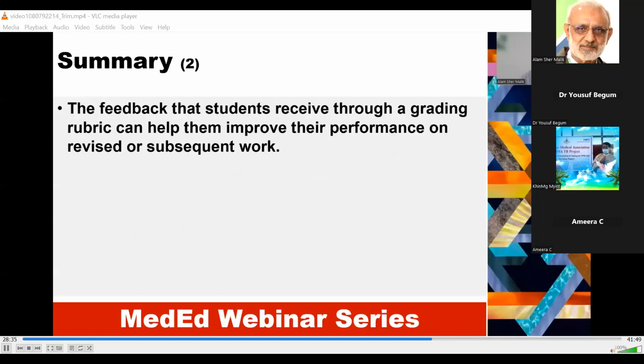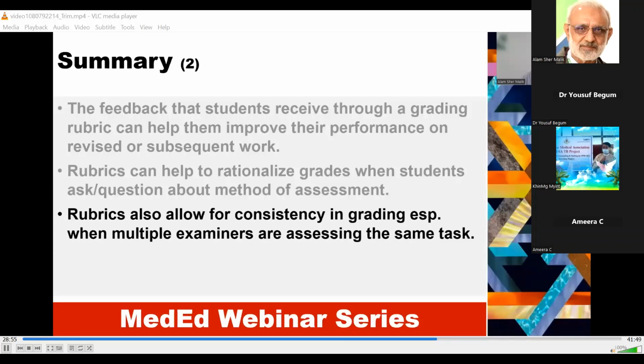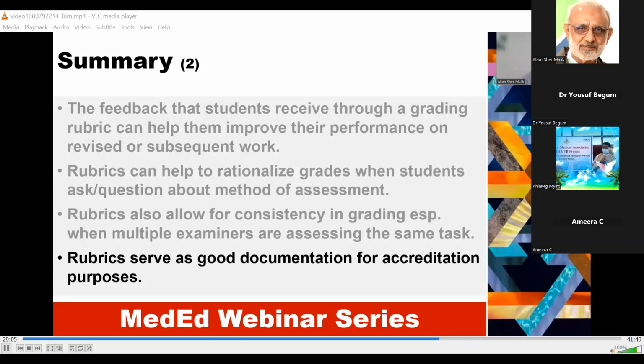The feedback that students receive through a grading rubric can help them improve their performance on revised or subsequent work. Rubrics can help to rationalize grades when students ask questions about the method of assessment. Rubrics also allow for consistency in grading, especially when multiple examiners are assessing the same task. Rubrics serve as good documentation for accreditation purposes.